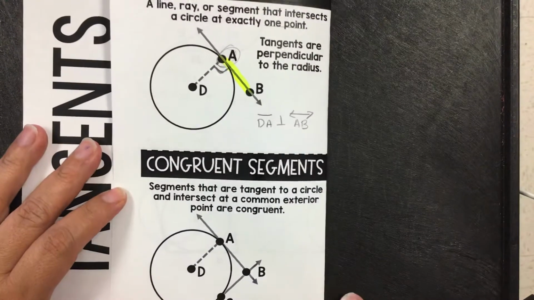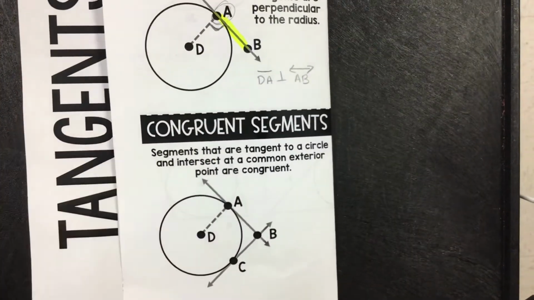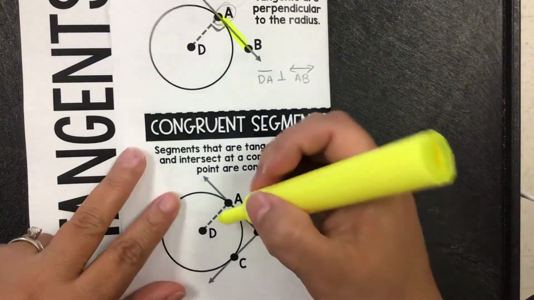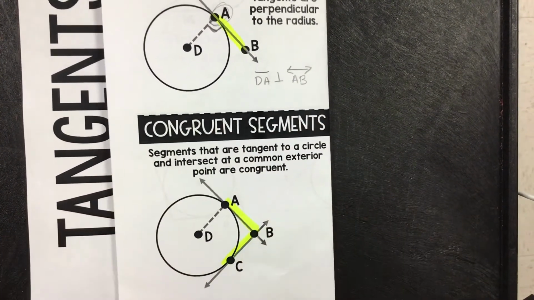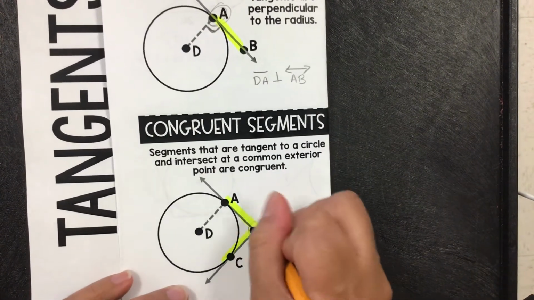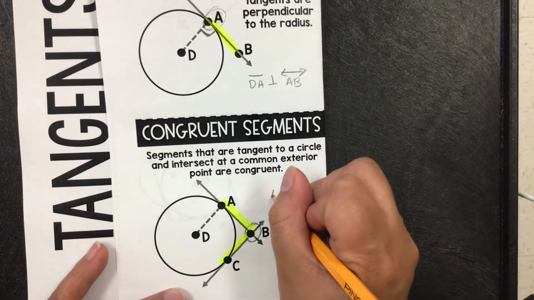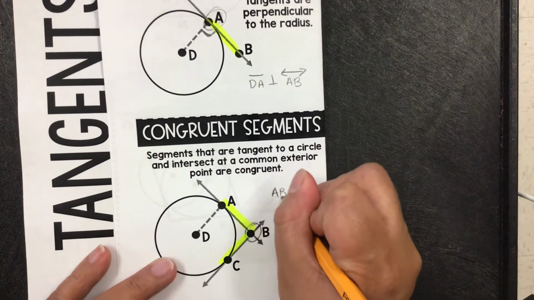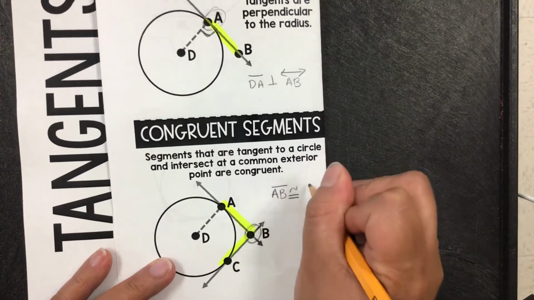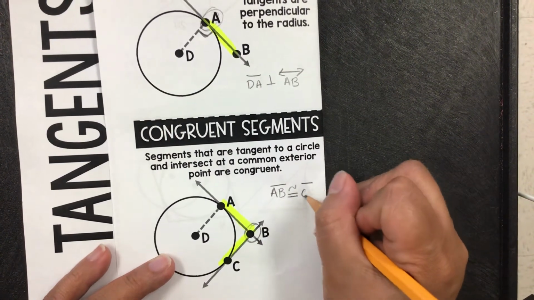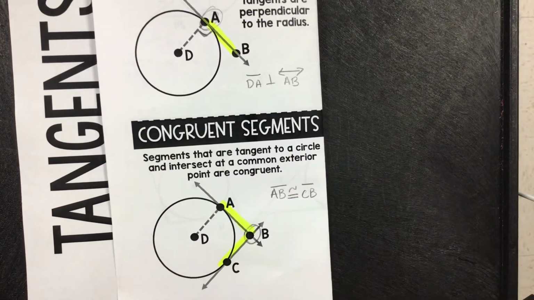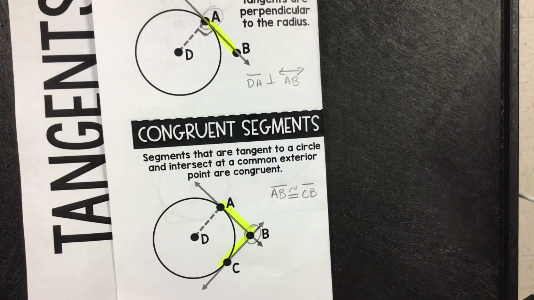On the bottom part, we have congruent segments. What that means is that if two tangents touch at an exterior point, so they touch at B, they're going to be equal. That means that the segment AB is congruent to the segment CB. So if they're both tangent and they're touching at the same point, then they're going to be equal to one another.